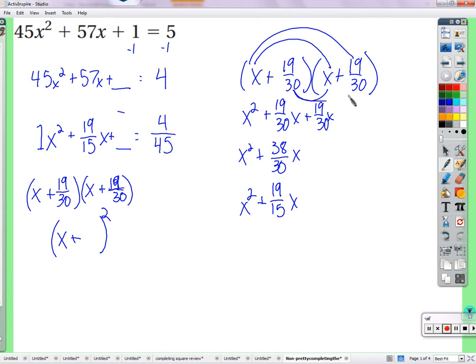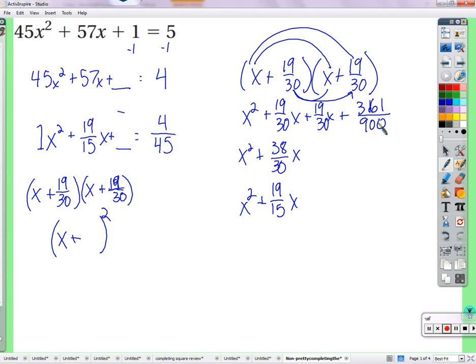But there is that last part. That's what we're looking for here. When you multiply this number by itself, 19/30 times 19/30, what's that? We multiply straight across. What's 19 times 19? 361 over 900. Okay? You got that? What just happened? We just squared this factor, 19/30 times itself, which is 19/30 squared.